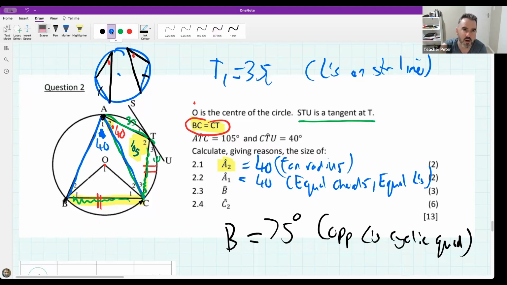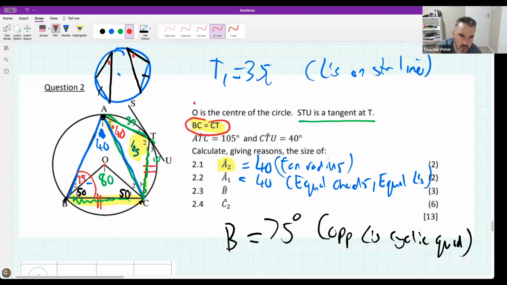Now we're running out of time, so I'm going to speed up a little bit for this last bit. And also it's worth 6 marks, so it's probably quite a bit of work. So I want to say that is 80. And that's 80 because it's double the angle at the circumference. I then want to say that this is 50 and this is 50. But remember that this one was 75, so that actually has to be 25.